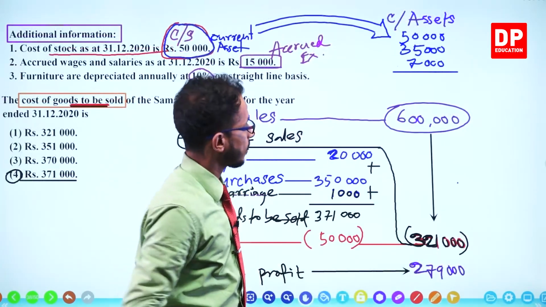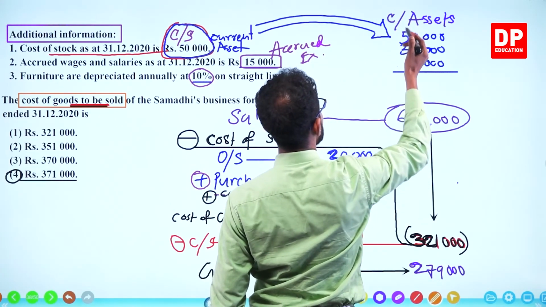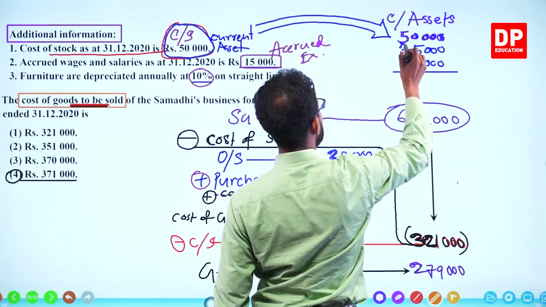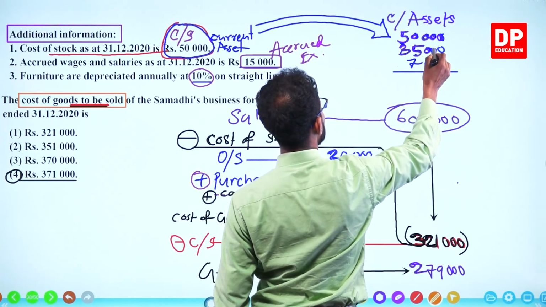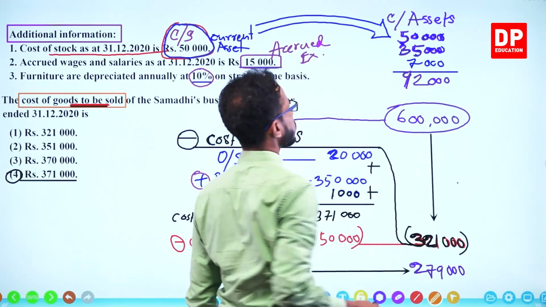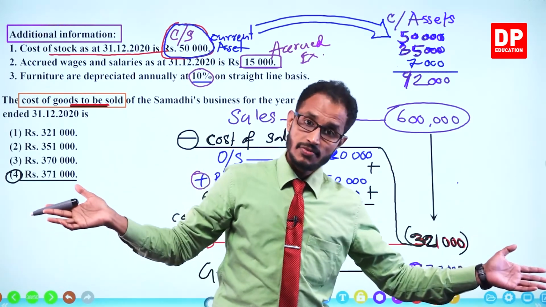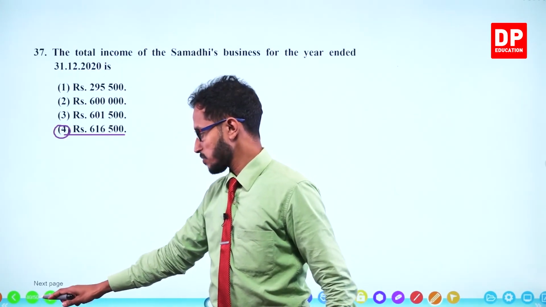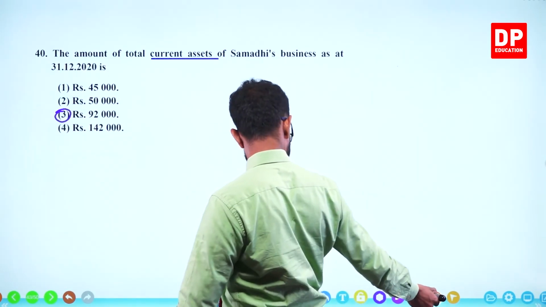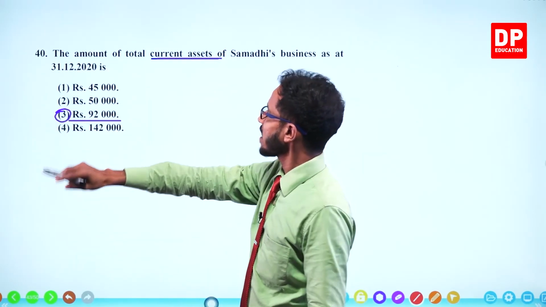Okay, take the calculation and give me the addition of it. 50 plus 35, it's 85. 85 plus 7, 92. 92,000 is the total current assets. And we're done. Let's go and check. 92,000. It's here. The amount of total current assets.